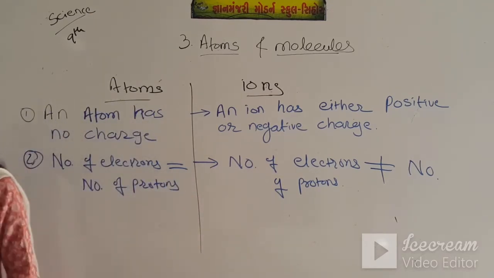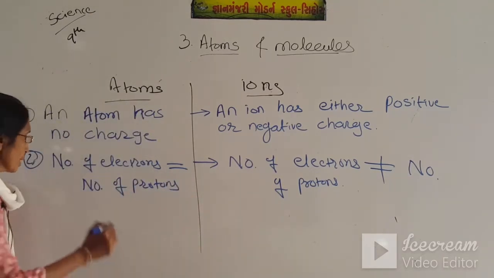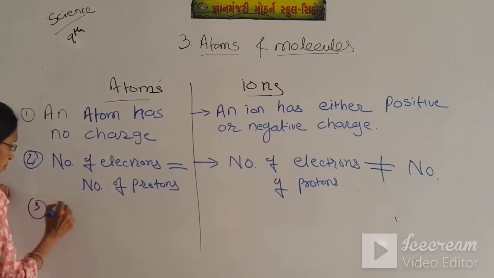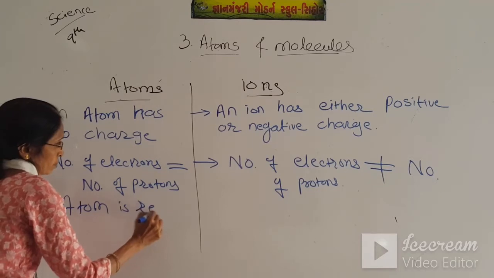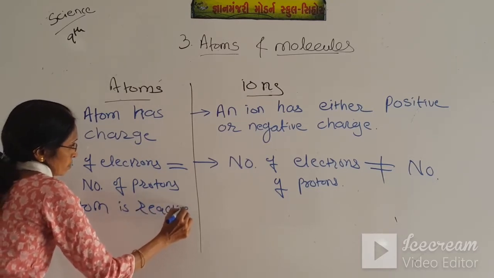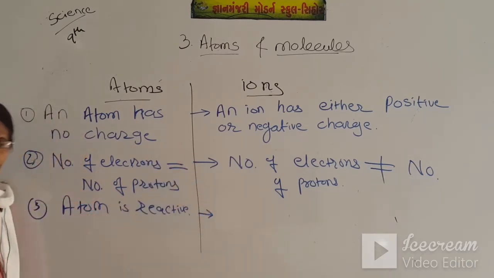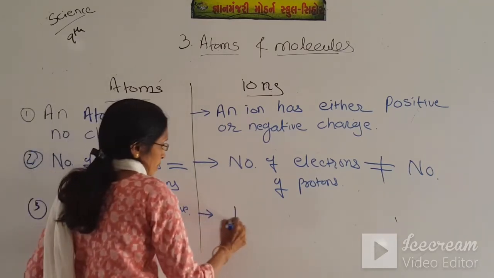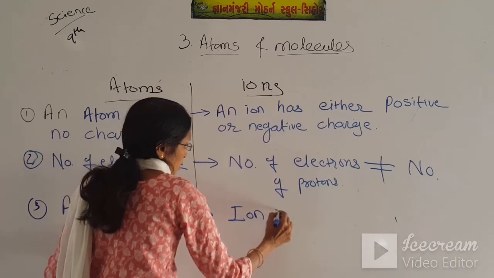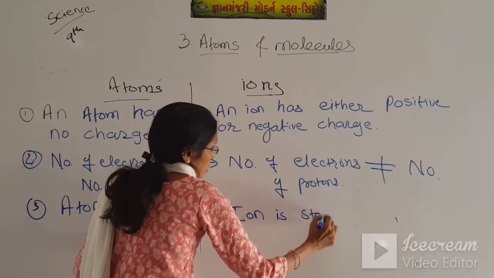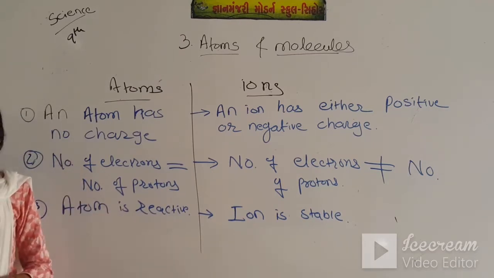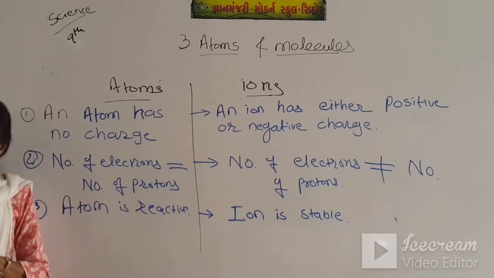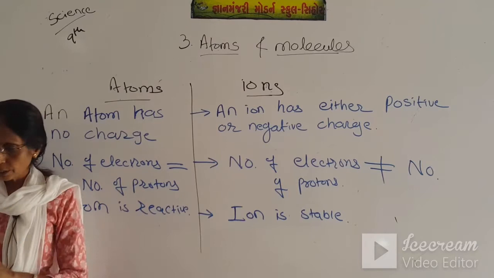And the third point: an atom is reactive and an ion is stable. So these are the points of difference between atoms and ions. Just note them down.